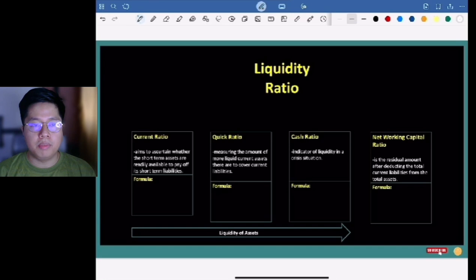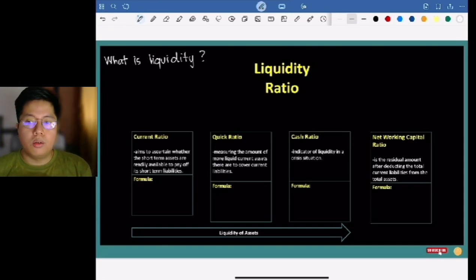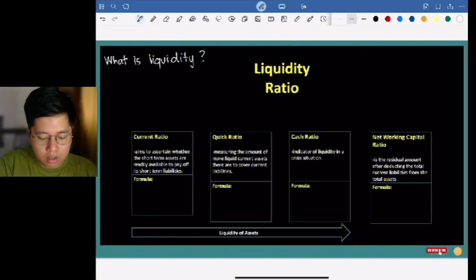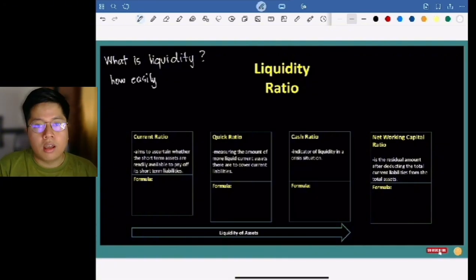For today's topic, we will be talking about liquidity ratio. So before we start, let's talk about the definition of liquidity. Liquidity is used in finance to describe how easily an asset can be converted to cash.